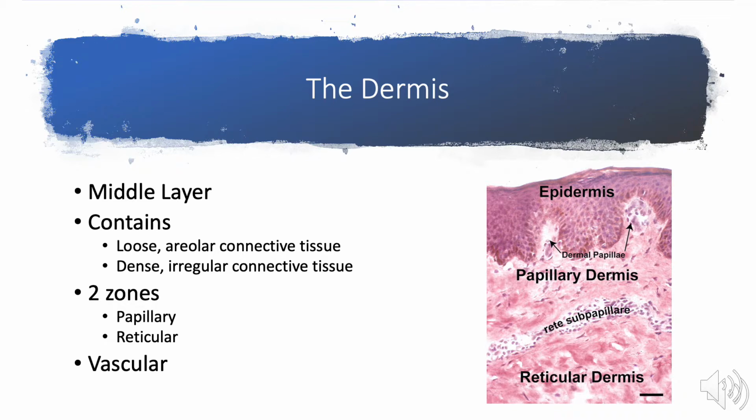The dermis contains 2 zones, including the papillary and reticular layers. As you can see in the photo above, the papillary layer consists of loose, areolar connective tissue that serves to connect the epidermis to the reticular layer of the dermis through the presence of finger-like papillae that extend into the stratum basale of the epidermis.